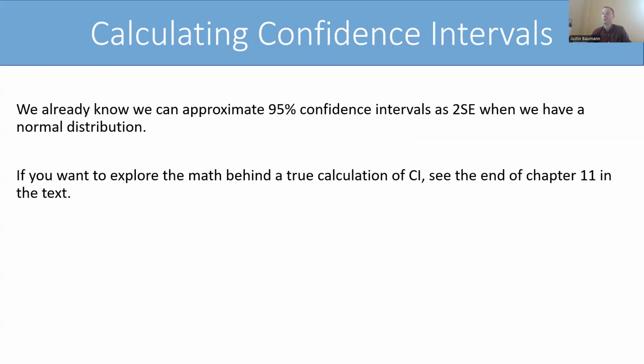Like this. We already know we can approximate a 95% confidence interval by doing 2 times the standard deviation of our mean when we have normal distributions.